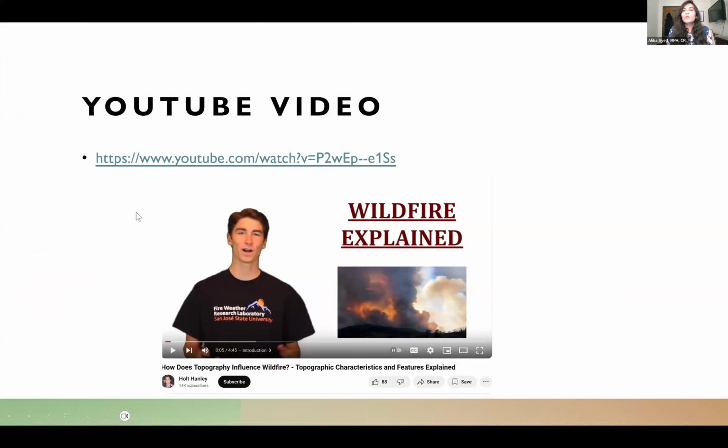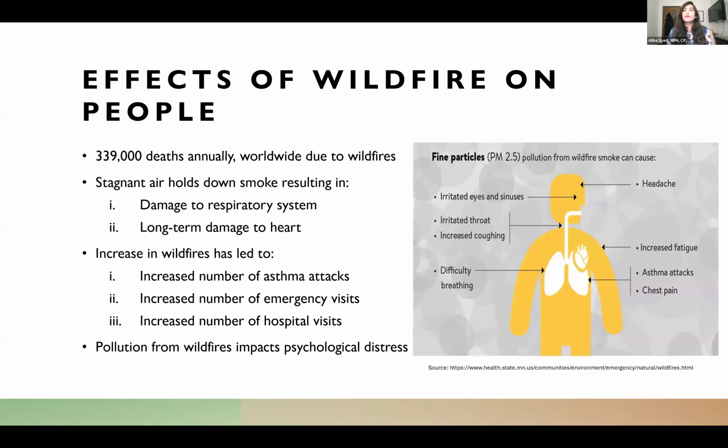Okay, so I hope that now everyone is clear on the factors that influence the spread of wildfires. Now let's understand the health impacts of wildfires on people. According to the current statistics, wildfire smoke has resulted in 339,000 deaths annually worldwide.